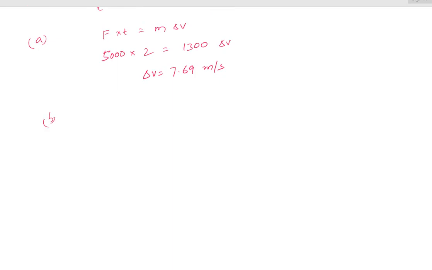Now it says what happens if that car weighed only half of 1300. So basically it's the same problem. Here we have 5000 times 2, instead of 1300 we have 650 times delta V. So here you see delta V would be equal to 15.38 meters per second.